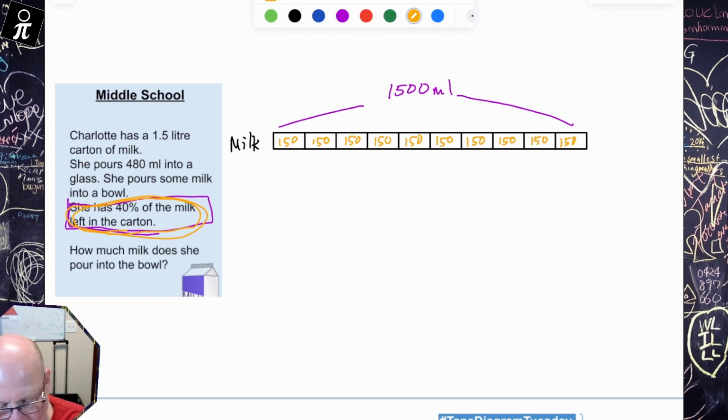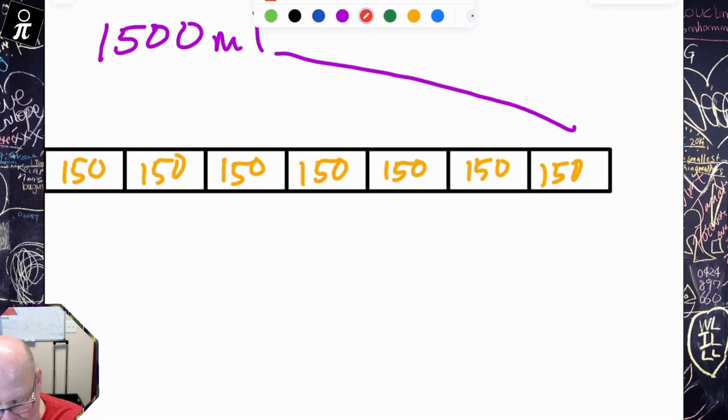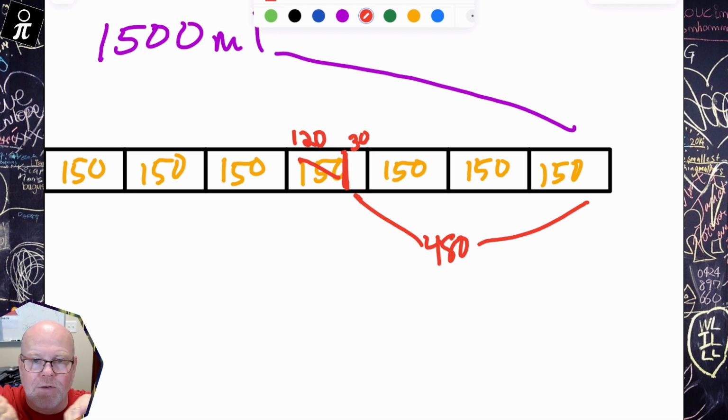So if she pours 480 milliliters into a glass, I can see that 150 plus 150 is 300, plus another 150 is 450. I need 480. So that means I just need 30 more milliliters. So there is my 480 right there, which means this is now 120. So I broke up that 150 to be 120 and 30 right there.